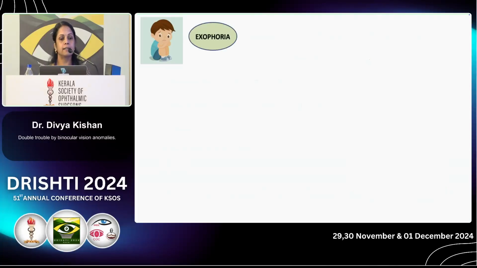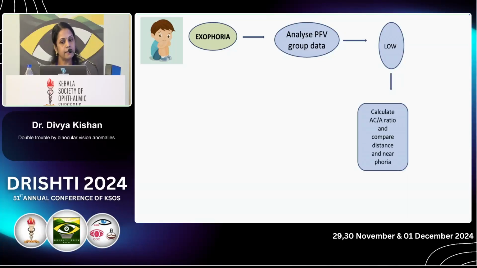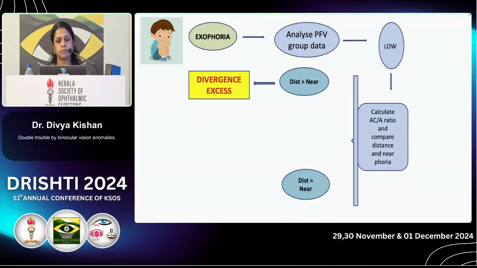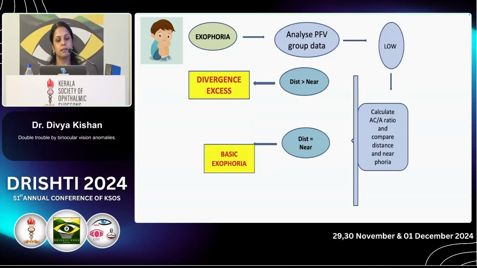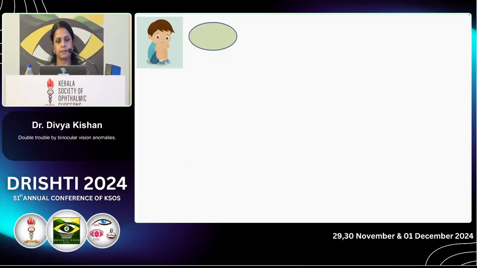So for this child, we had exophoria. You need to analyze the positive fusional group data. If it is low, calculate the accommodative convergence by accommodation ratio and compare the near and distance phoria. Distance greater than near would be a case of divergence excess. Distance equal to near is basic exophoria, and distance less than near would be our case.